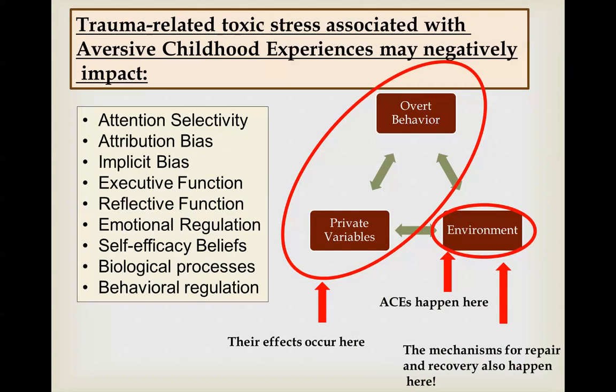So instead of having hostile attribution bias or having implicit bias against the grown-ups, or instead of having their executive function shut down under stress, we see them begin to move away from those idiosyncratic predispositions and to build trust and respect and grow the relationship.